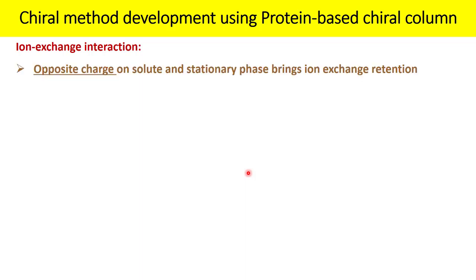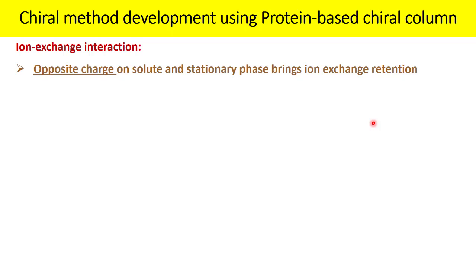Let us first start our discussion with the ion exchange interaction. How does this ion exchange interaction happen? Opposite charge on solute and stationary phase makes ion exchange retention possible. Unless your protein, the stationary phase, because you are talking about the protein-based stationary phase, isn't it, and the solute, your analyte, have opposite charges. For example, if your protein has a net positive charge and your analyte has a negative charge, then they have opposite charges, and during that time ion exchange is possible.